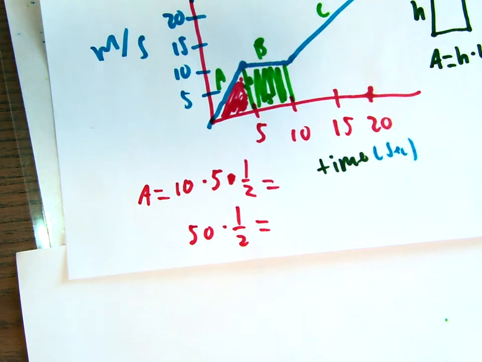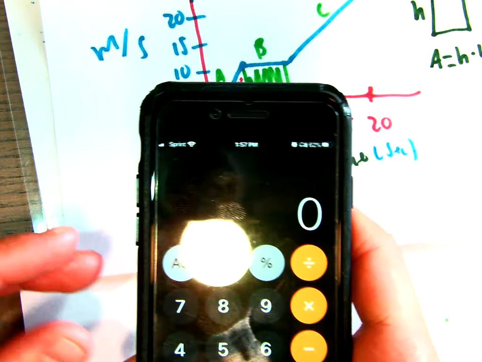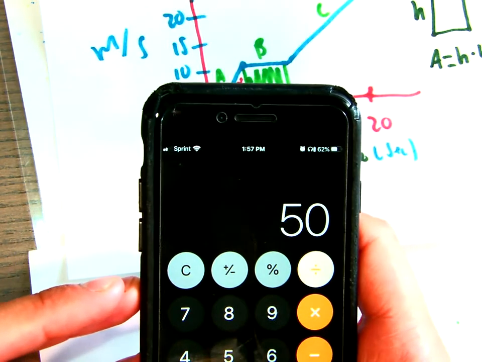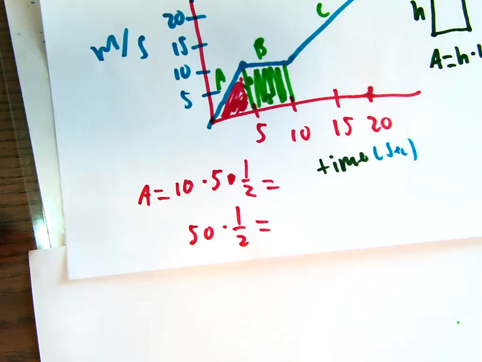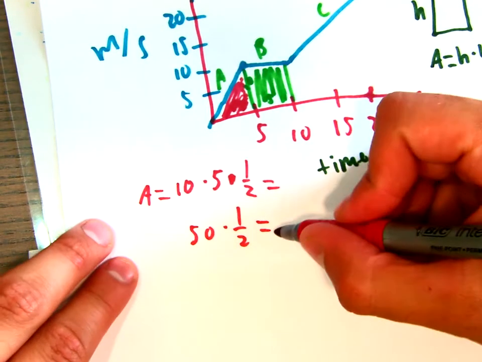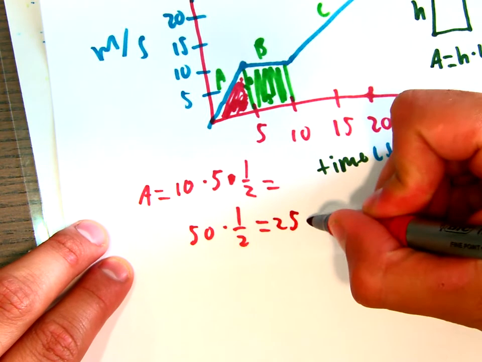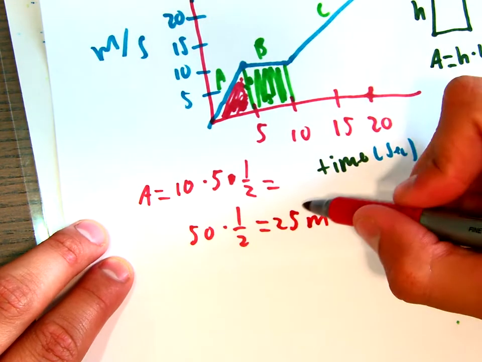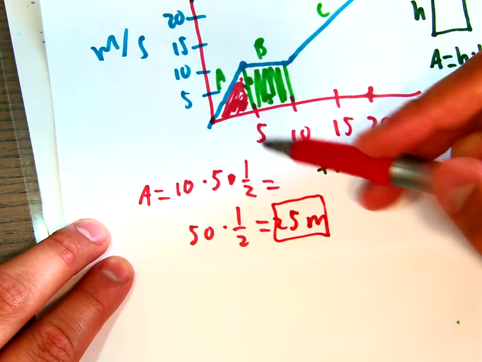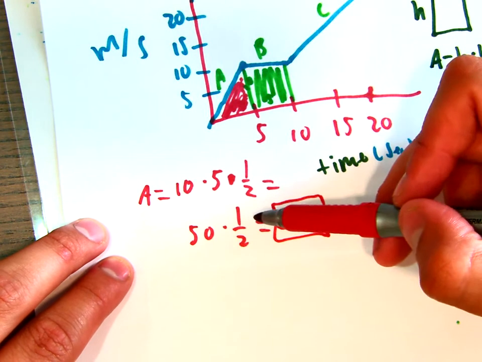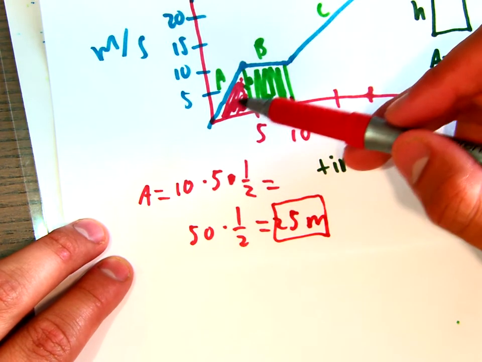So if you put that in your calculator, you would go 50 divided by 2. It would be 25, okay? So it's 25 meters because it was distance. That's how we solve it, by calculating the area. Do I always multiply times 1/2? No, only when it's a triangle.